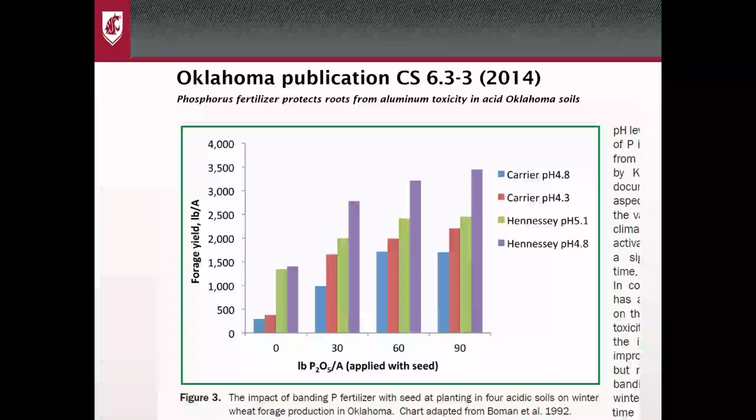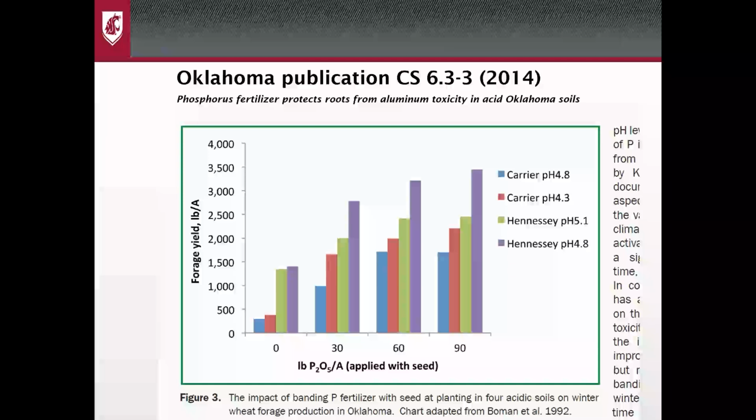This is one here that in Oklahoma, they do a lot of winter wheat grazing in the fall and over winter. So this is winter wheat as a forage. And then they take winter wheat often onto grain, but you can see the response to seed placed phosphorus across a range of soil pHs and also wheat cultivars.